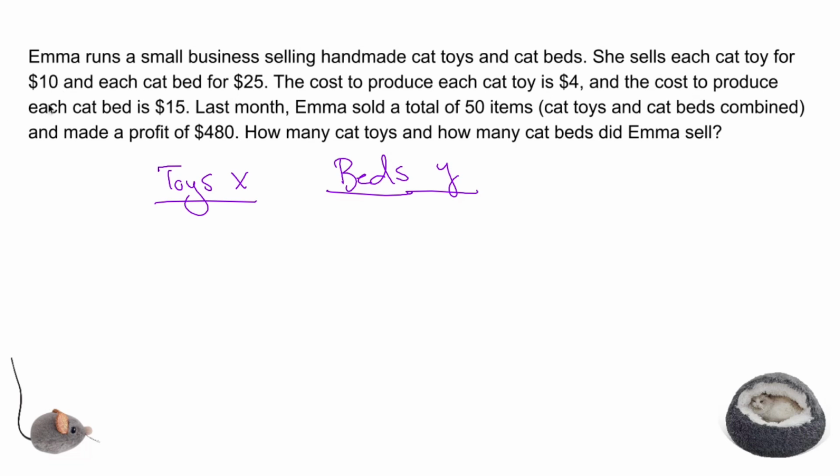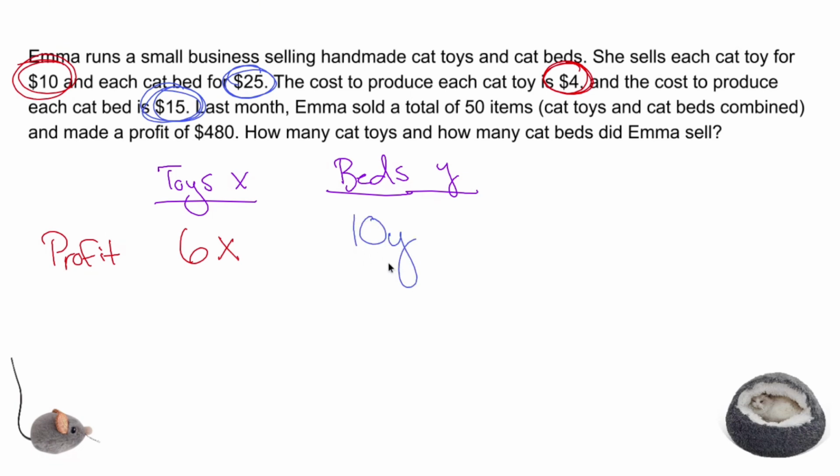Cat toy she sells for $10. But each cat toy costs $4 to make, which means cat toys are going to be $6 profit. Okay, so that's our first equation. Our one equation is going to be the profit that she makes. So if she sells for 10 and it's $4 to make, she makes $6 per cat toy. Similarly, the cat beds sell for $25, but she has to pay $15 to make them, which means her profit is going to be $10 per cat bed.